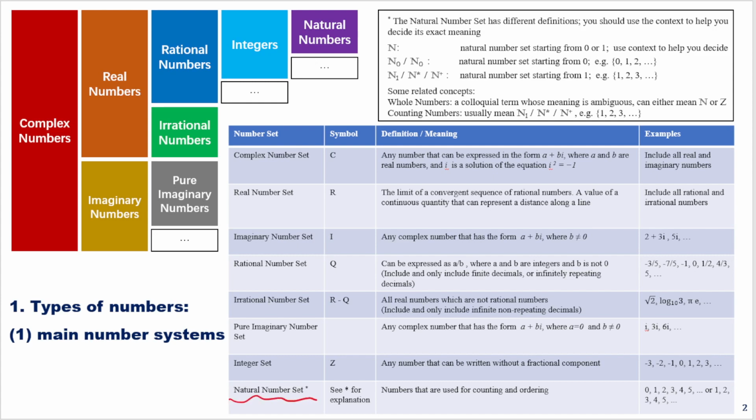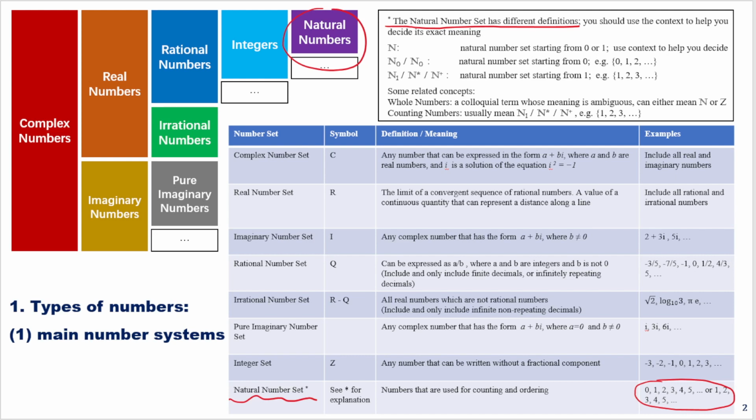Here, the natural number set includes the numbers 0, 1, 2, 3, 4, 5, or 1, 2, 3, 4, 5. So be careful here. The natural number set has different definitions. Some people believe 0 is included. Others believe that 0 cannot be included. So there are two different types of definitions depending on the context. You should use the context to help you decide its exact meaning.